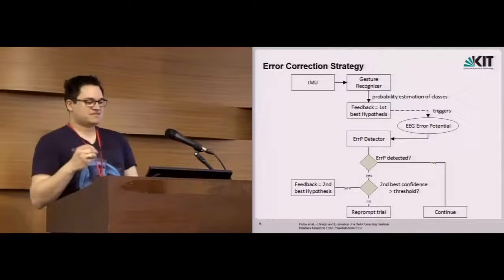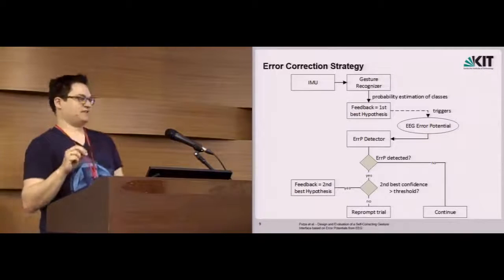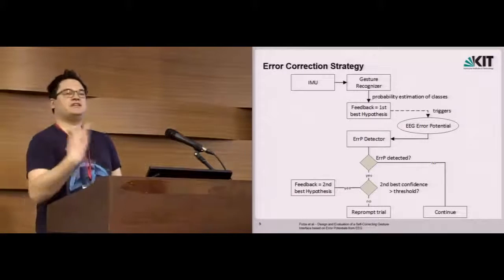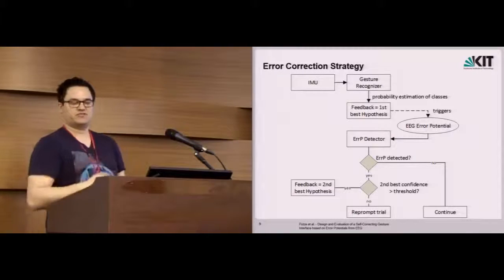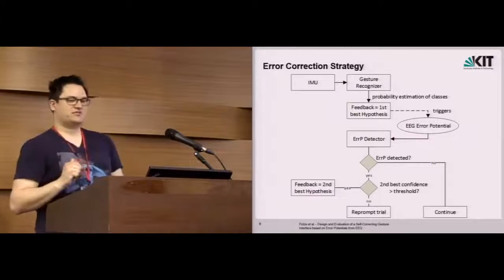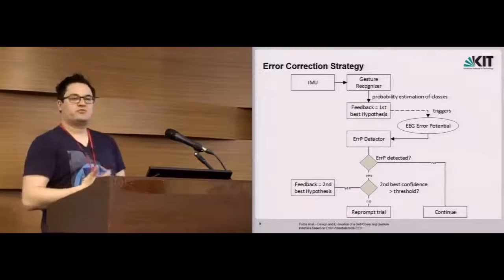And if this happens, we then inspect the confidence value of the second best result. And if this confidence is above a certain threshold, we immediately present it to the user as the new result or the new feedback. If the confidence of the second best result is below the threshold, we reprompt the user, so we ask him to repeat the gesture.